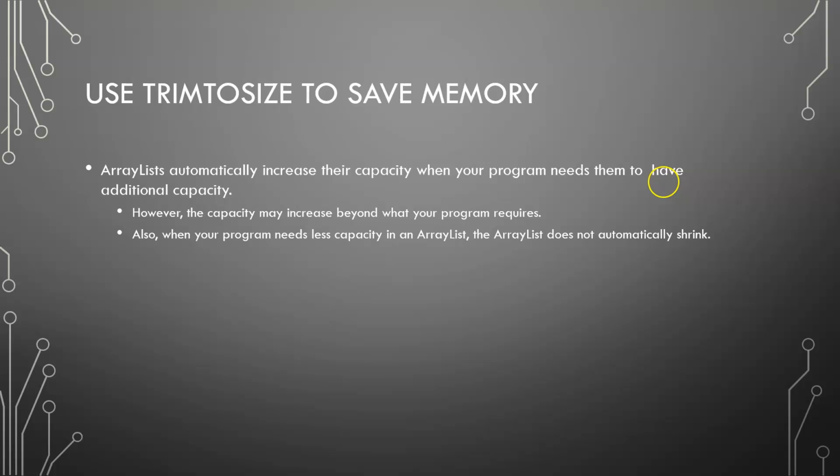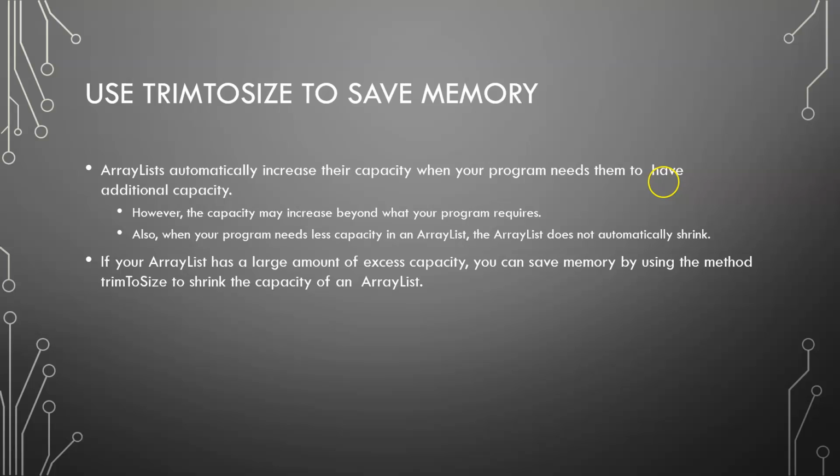However, the capacity may increase beyond what your program technically requires. Also, when your program needs less capacity in an ArrayList, the ArrayList does not automatically shrink. It doesn't get smaller by itself. So, if your ArrayList has a large amount of excess capacity, you can actually save memory by using the method trimToSize in order to shrink the capacity of an ArrayList.